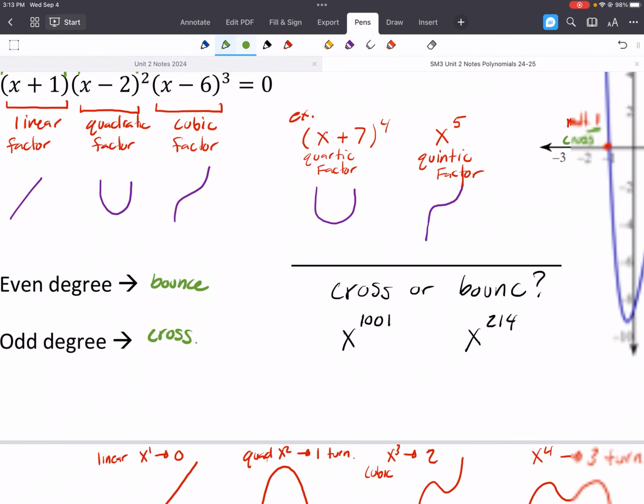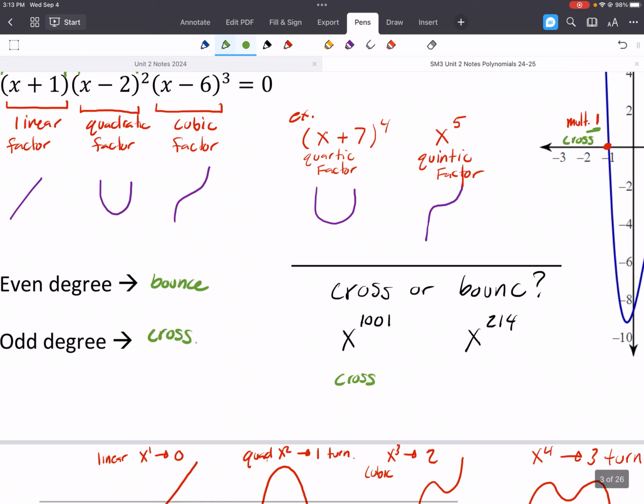Okay, so here's an example at the bottom. Are these going to cross or bounce? Here we've got x to the 1001. Since that's odd, the degree is odd, so this is going to cross. We don't know what the graph is going to look like besides that so far, but at least we know that it's going to go through the x-axis.